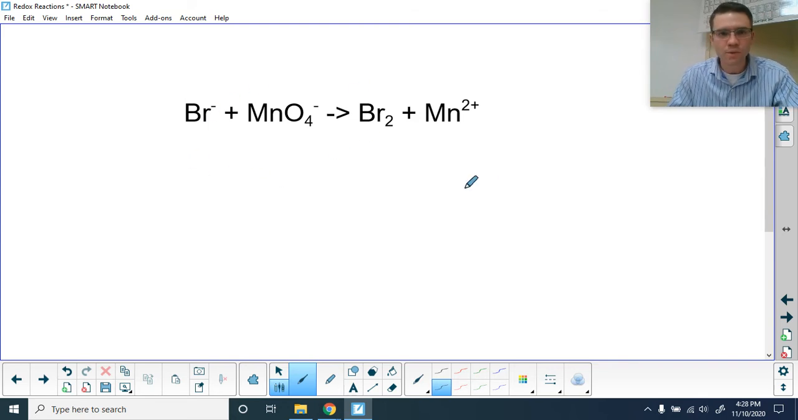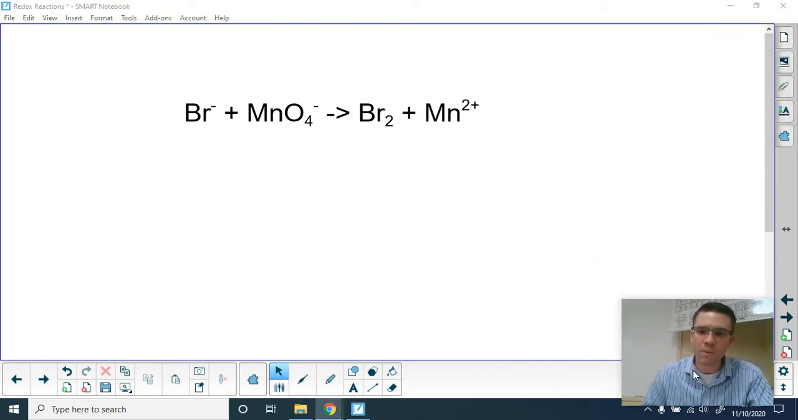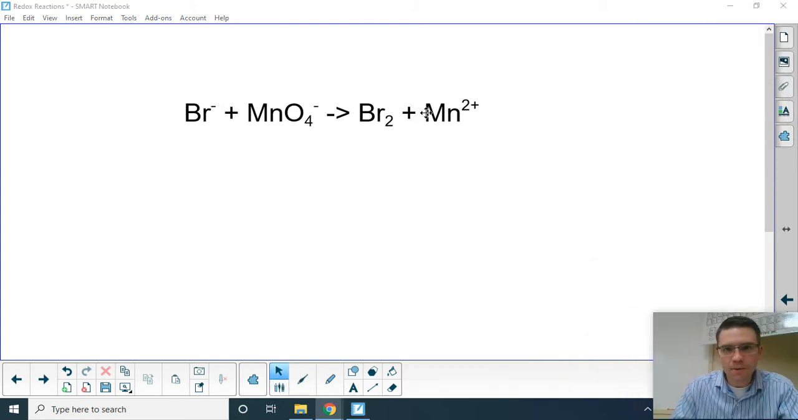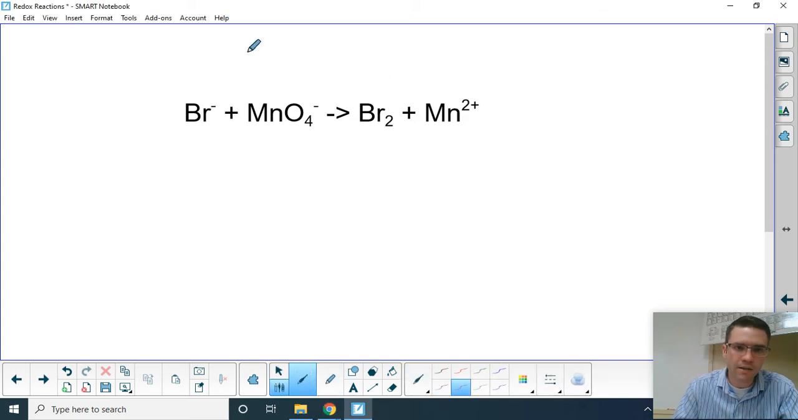You have a bunch of rules above it, and I'm going to use all those rules to balance this. But first I want to explain to you what we're doing and why. This type of chemical reaction is an oxidation reduction reaction. You can figure that out by figuring out your charges, or your oxidation numbers, for all your ions. Let's go ahead and do that and figure out what happens here.